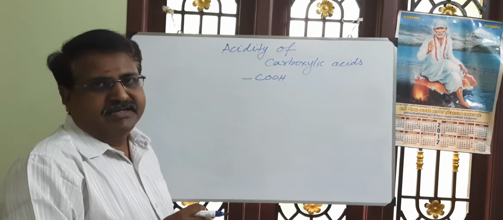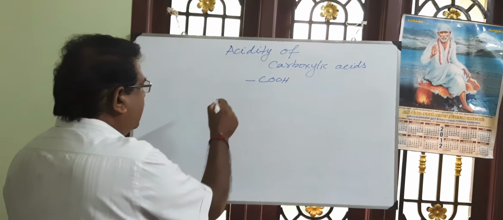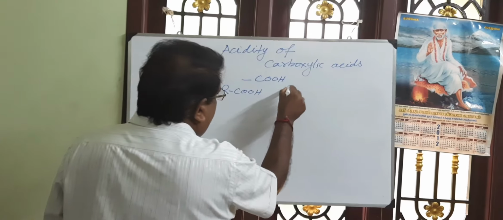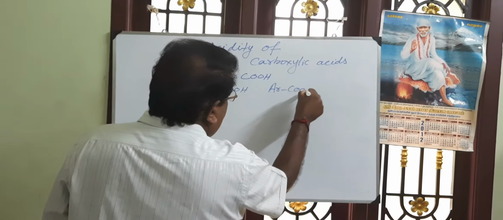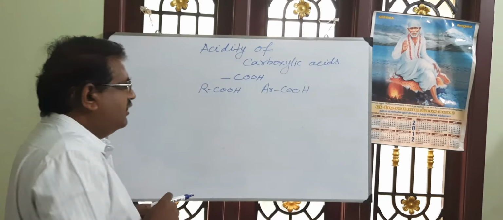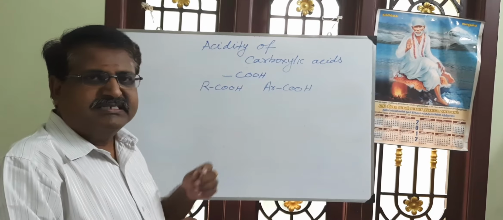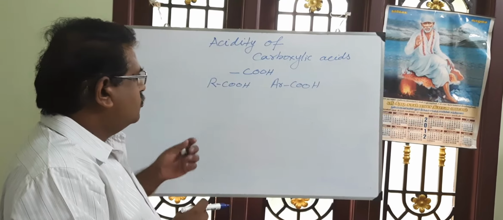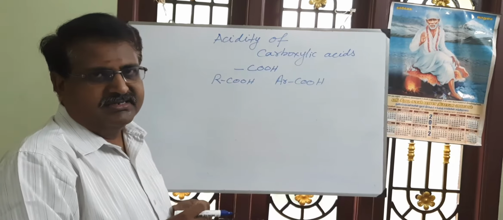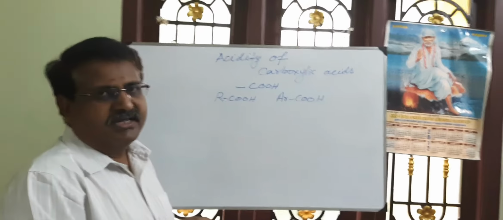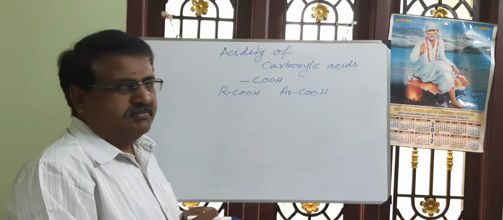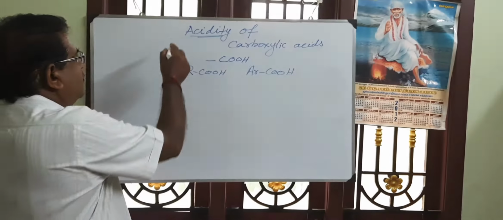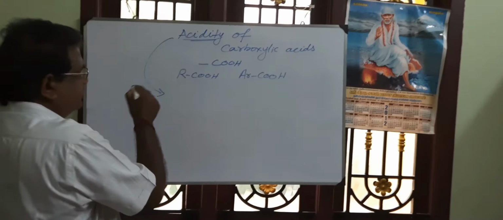There are two main types of carboxylic acids: aliphatic carboxylic acids and aromatic carboxylic acids. In addition, there are many subtypes of carboxylic acids such as monocarboxylic acids, fatty acids, dicarboxylic acids, tricarboxylic acids, and so on. Now let us talk about the acidity of carboxylic acids.